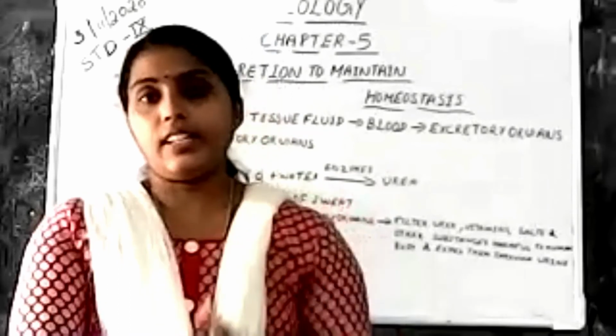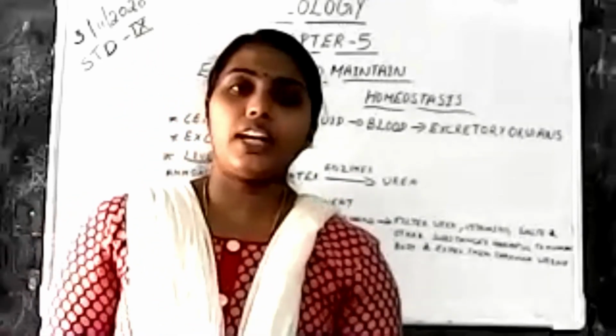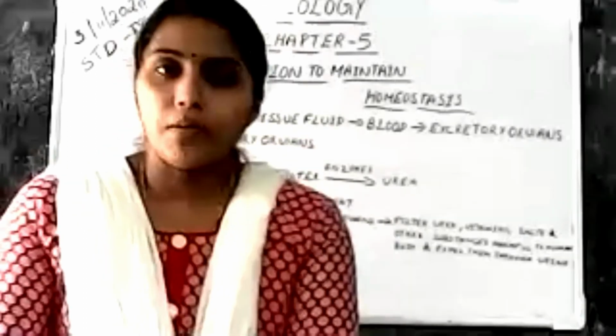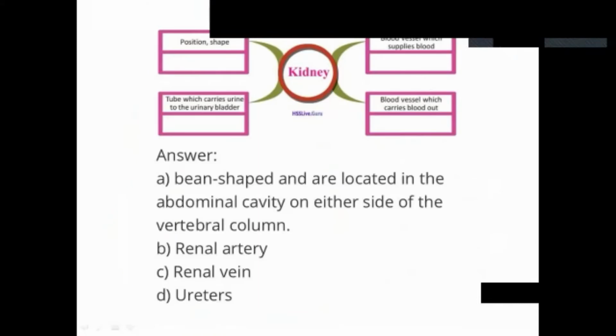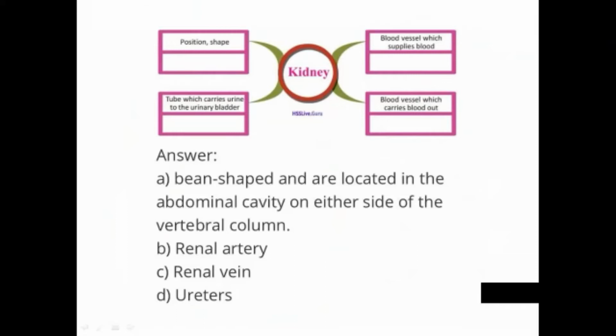Then next we can say about the position of the kidney, structure of the kidney. About that, one more picture you can see now. Here you can see the kidney position and shape, bean shaped. The shape of the kidney is bean shaped and it is located in the abdominal cavity on either side of the vertebral column. Then the blood vessel which supplies blood is the renal artery. Then the blood vessel which carries blood out of the kidney is the renal vein. Then the tube which carries urine to the urinary bladder is the ureter. Is it clear for you?